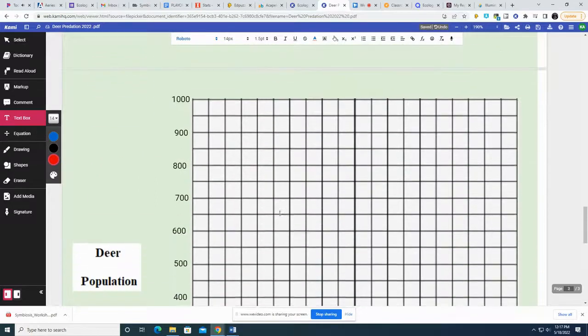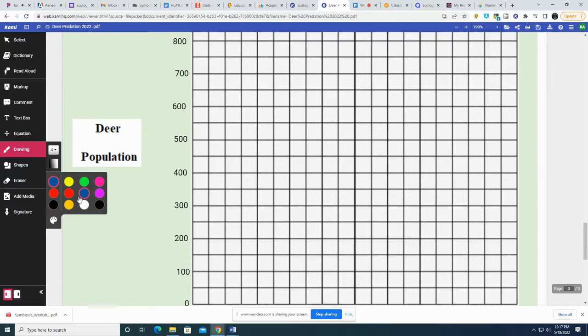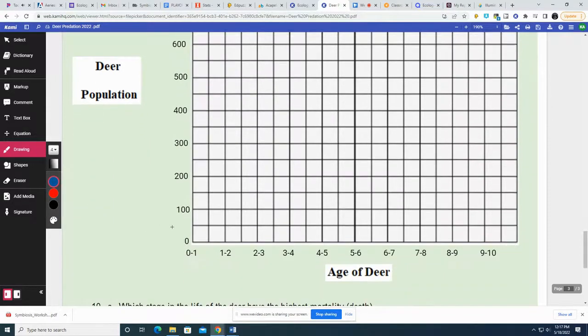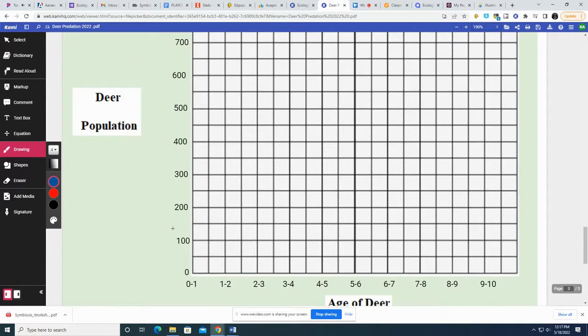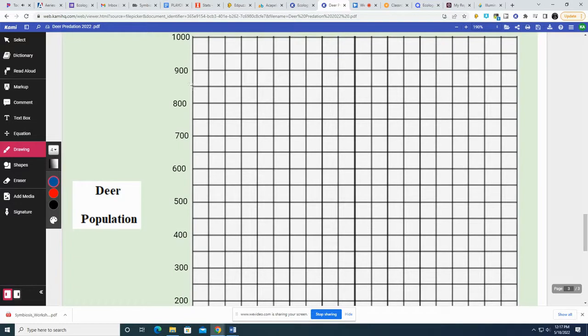All right, graph number 2, drawing tool. This time any color will do. I'll stick with blue. All right, so this is an age diagram. I need to get my other data. All right, got it now. So you're looking at the data table. It's on the bottom, not the top data table, but the bottom, age and number of deer. 0 to 1, so baby deer, there's 860. Here's 800, here's 850, there's 860 right about there.